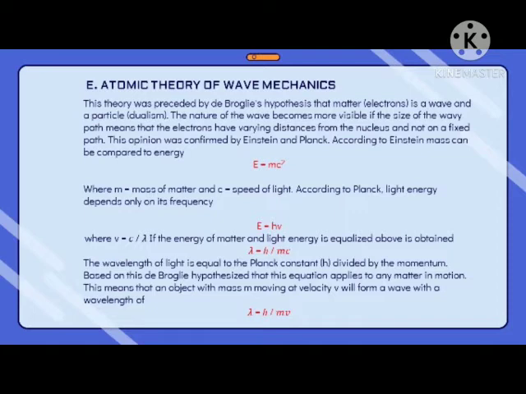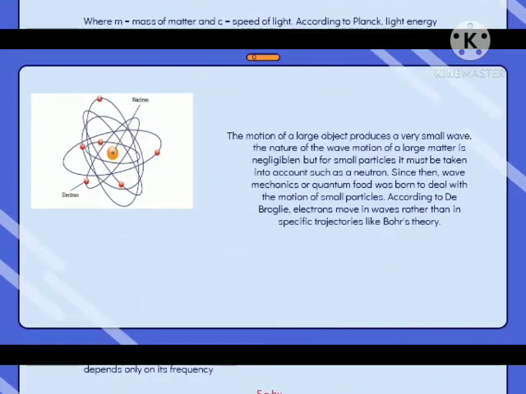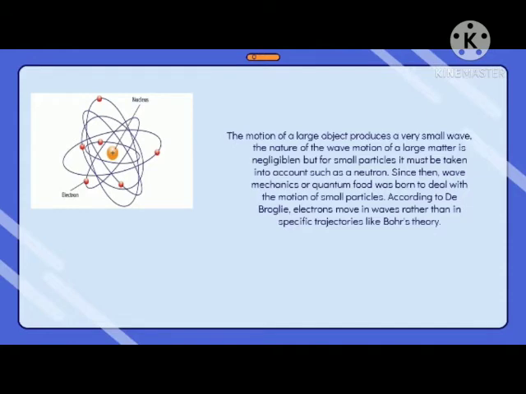This opinion was confirmed by Einstein and Planck. According to Einstein, mass can be compared to energy, E equals mc squared, where m is the mass of matter and c is the speed of light. According to Planck, light energy depends only on its frequency, E equals hν, where the wavelength of light is equal to the Planck constant divided by the momentum. Based on this, the de Broglie hypothesis is that this equation applies to any matter in motion. This means that an object with mass m moving at velocity v will form a wave with a wavelength of lambda equals h divided by mv. The motion of a large object produces a very small wave.